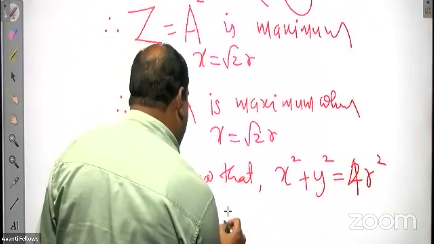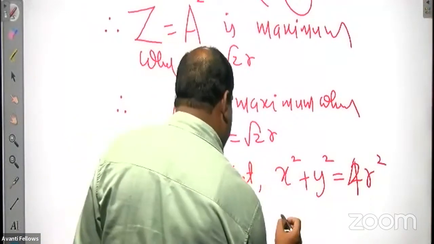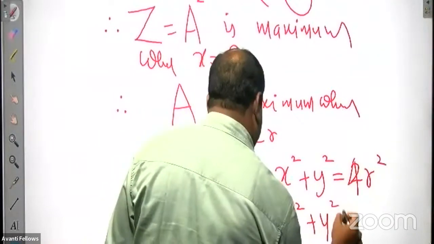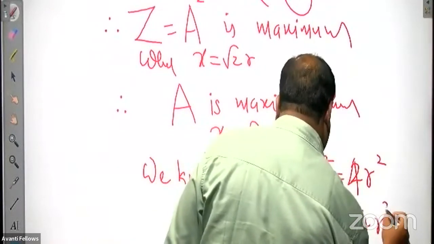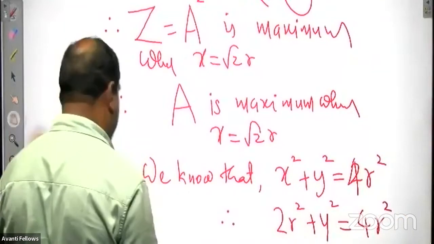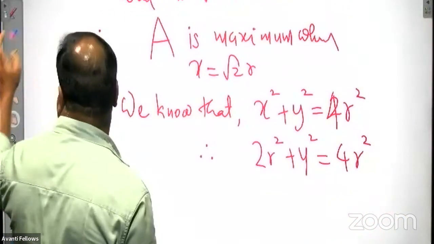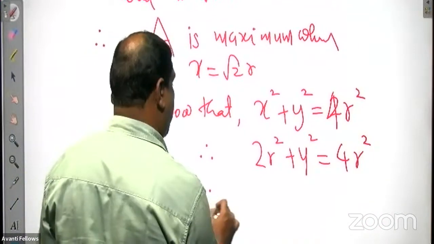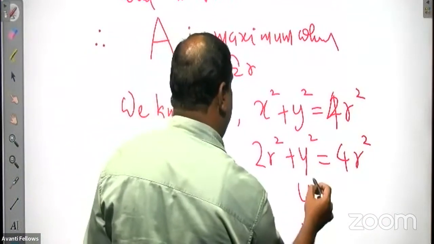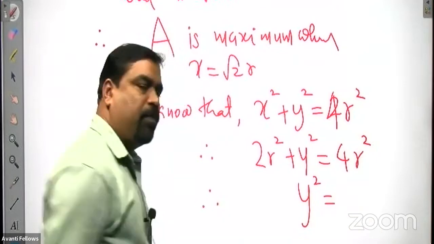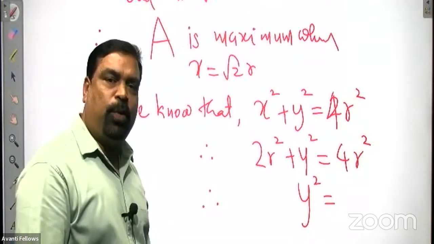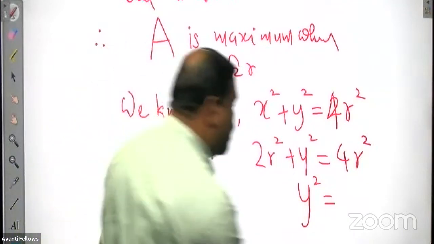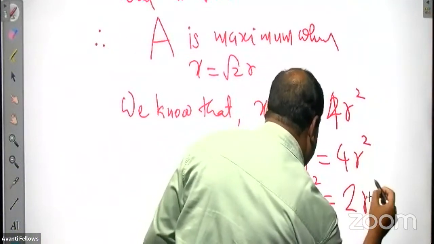And x square is equal to 2r square. x is root 2r, yeah, x square is 2r square. So 2r square plus y square is equal to 4r square. So, therefore, what we will get? Therefore, y square. What is y square? y square equal to 4r square minus 2r square, and that is equal to 2r square.